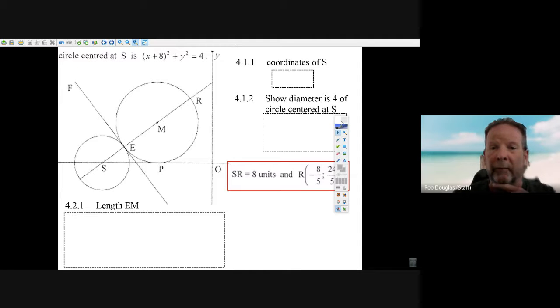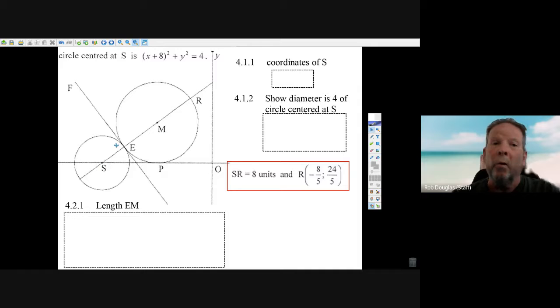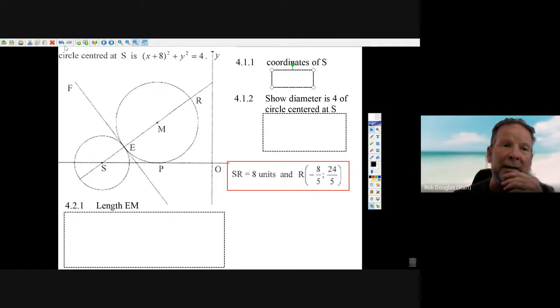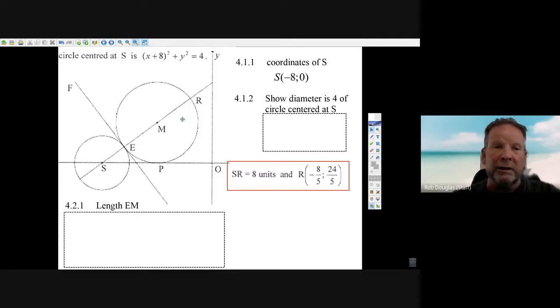Here's the first question. Find the coordinates of S. Well, you just look at your formula sheet, and if you understand it, (x − a)² + (y − b)², the opposite of this number and 0 are the coordinates of the center. And S is the center of the circle. So it must be −8 and 0. And you just have to be able to read the coordinates of a circle. The formula says (x − a)², (y − b)². a and b are the center. There it is, −8 and 0.